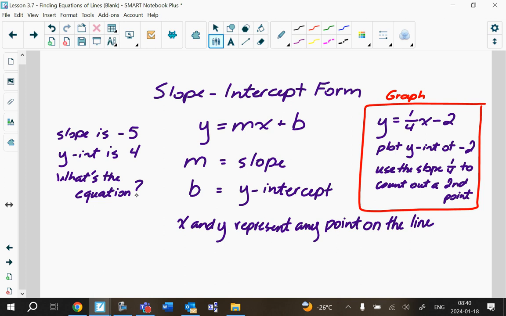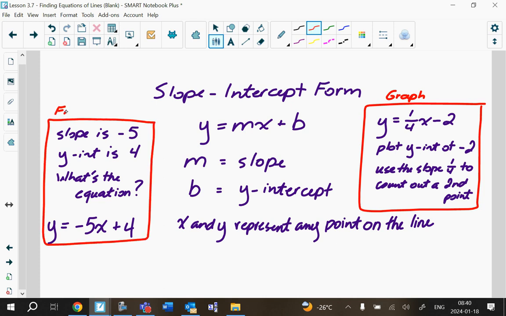Use this formula. We don't substitute anything for y. Instead of m, we're told the slope is -5, so we replace m with -5. We don't replace anything with x. And instead of b, we replace it with the y-intercept of +4. So we can see that this formula here, we can use it to graph, or we can use it to work backwards and find equations.